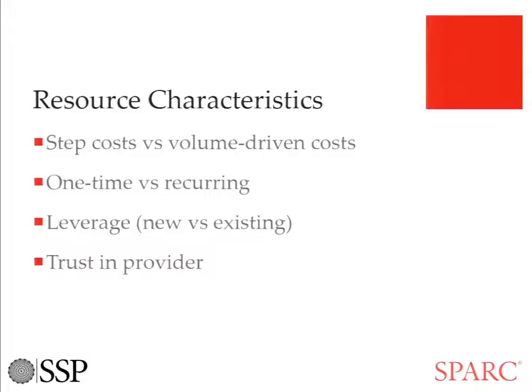Before we get into the model specifically, the resources themselves have an impact on collective funding. Whether they're basically a step cost, for example an infrastructure service, where it's either provided or not provided at a certain cost, or whether it's volume driven, like content, affects how the model is set up. Whether it's one-time or recurring matters too, and these things can obviously happen together.